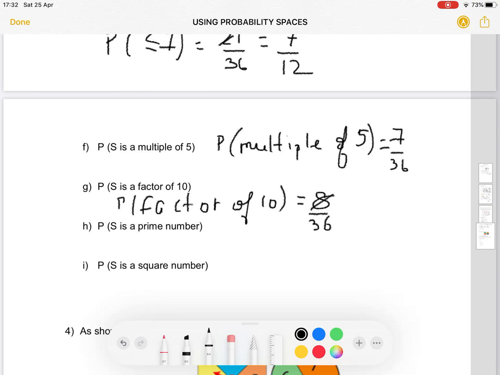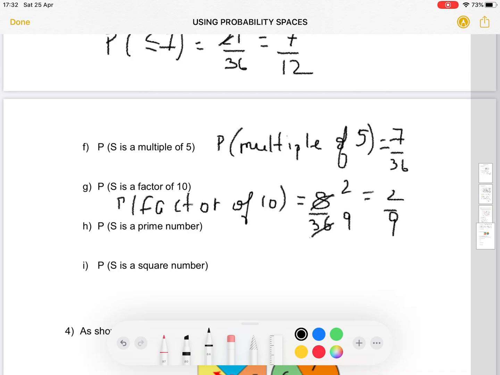It can be simplified with 4. 4 into 8 goes 2, 4 into 36 goes 9, which is equal then to 2 9ths.